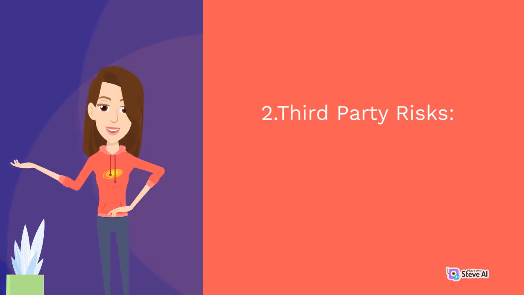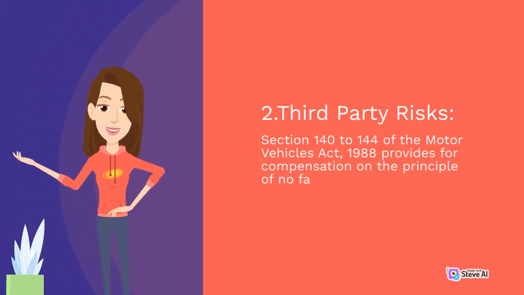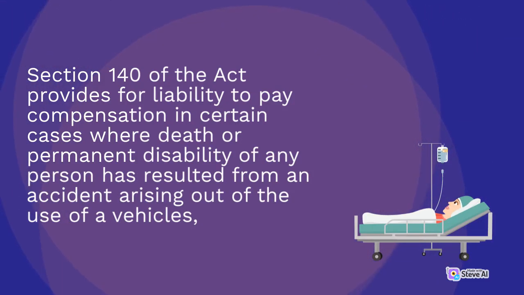2. Third-party risks. Sections 140 to 144 of the Motor Vehicles Act, 1988 provide for compensation on the principle of no-fault liability. Section 140 of the Act provides for liability to pay compensation in certain cases where death or permanent disability of any person has resulted from an accident arising out of the use of a vehicle.